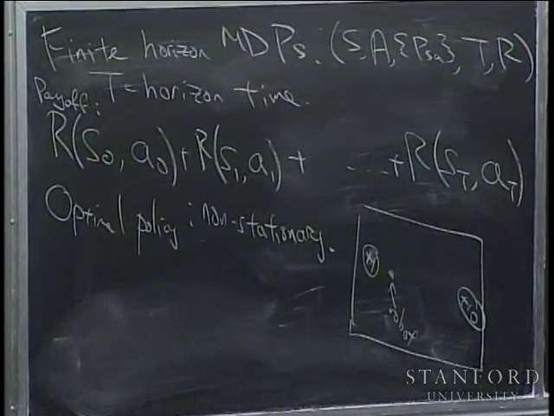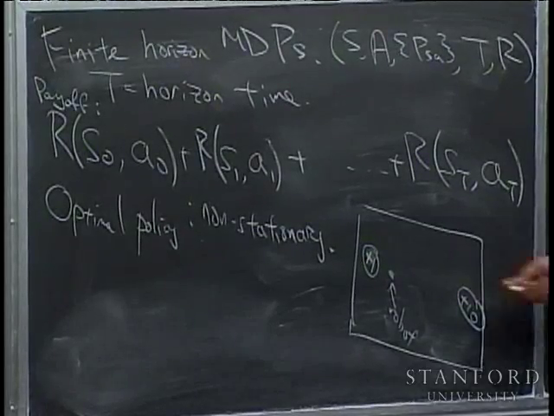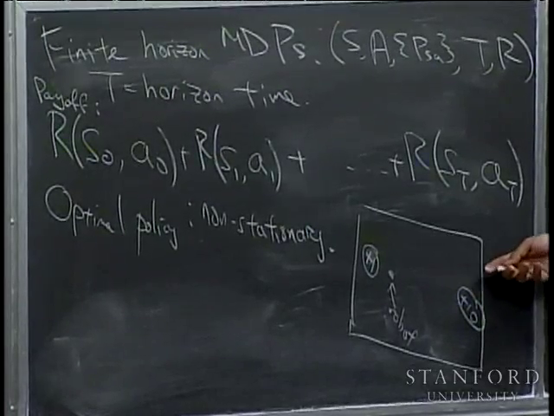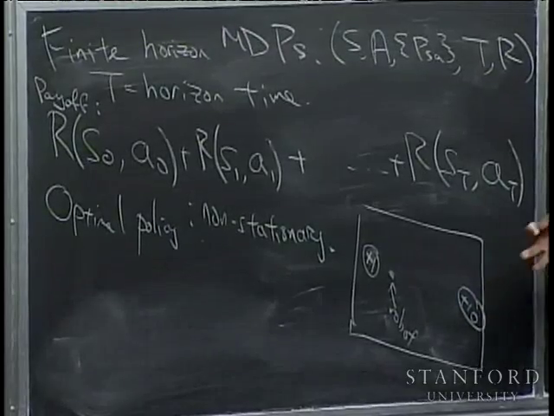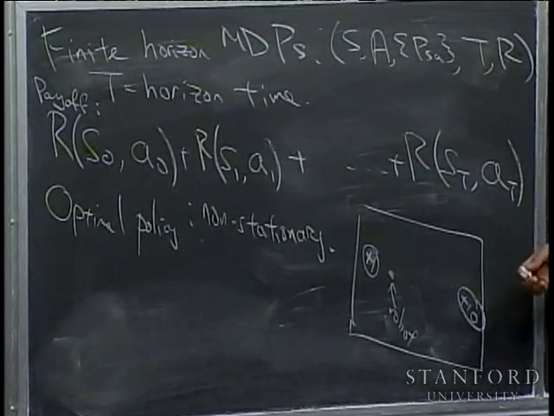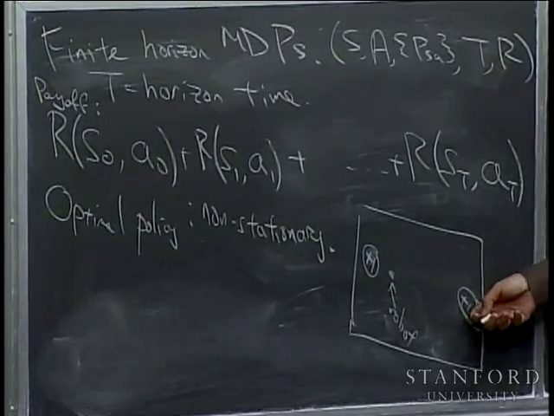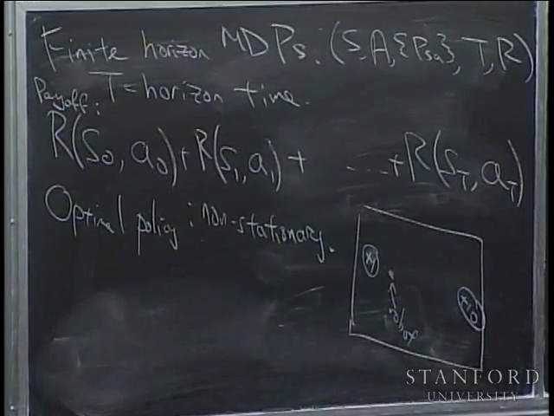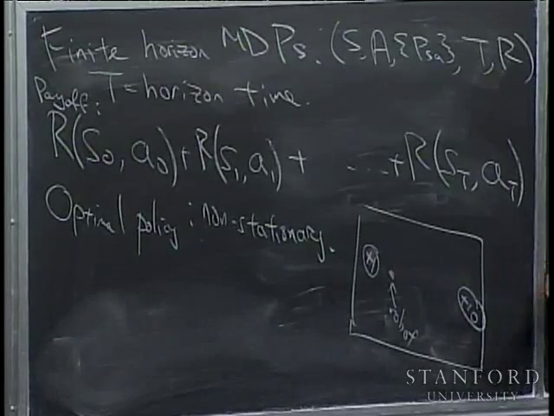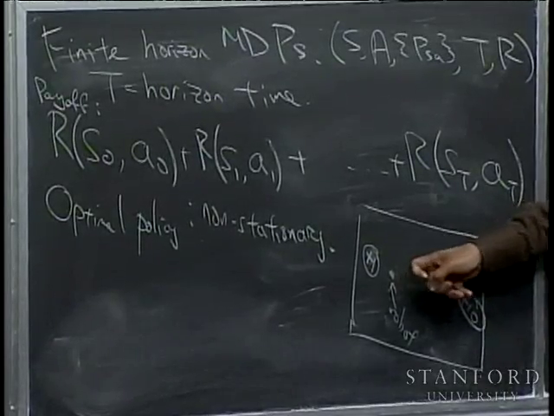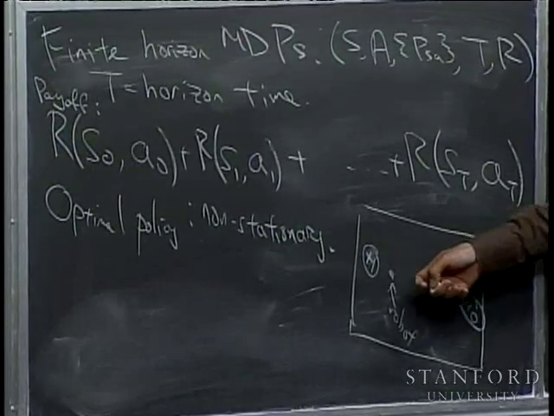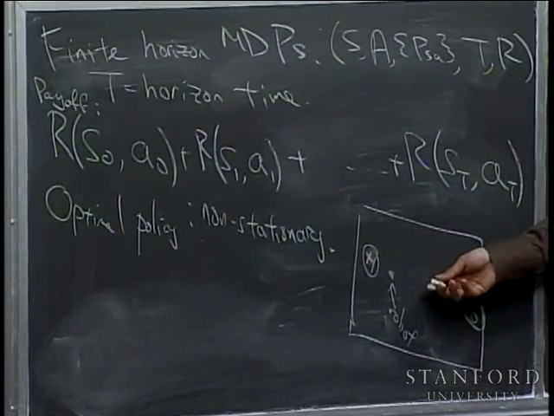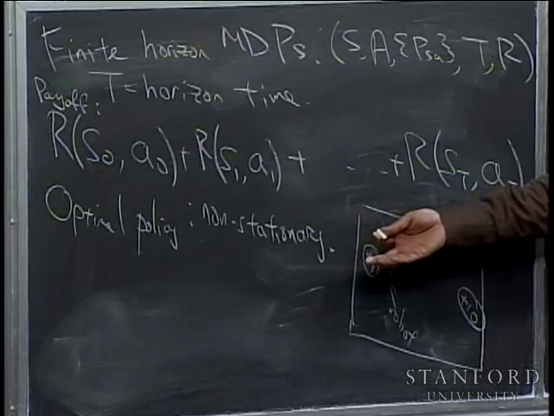So if it's still early in the game, you still have a lot of time, it may be better to head towards the +10 reward to try to get a much larger reward. Whereas if you only have a couple of time steps left, if the clock has nearly reached the time capital T, then you may not have enough time to get to the +10 reward, and you may be better off heading for the +1 reward that's much closer by. So what this example illustrates is that when you're in that state, the best action to take could be to go left or to go right, depending on what time it is. And so this is an example illustrating how the optimal policy can be non-stationary.